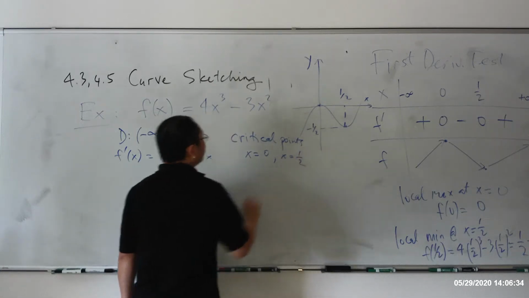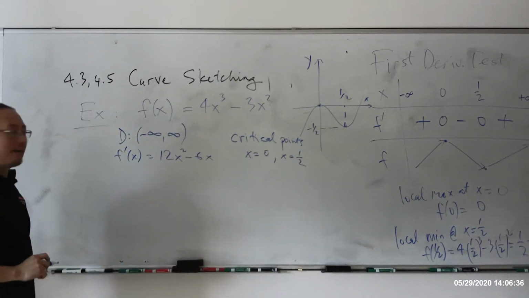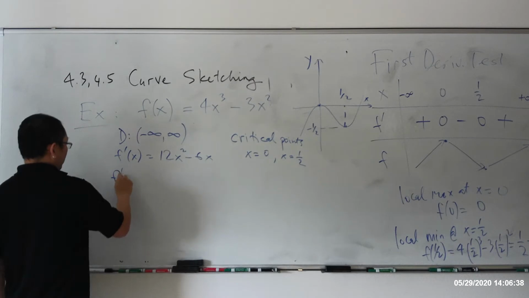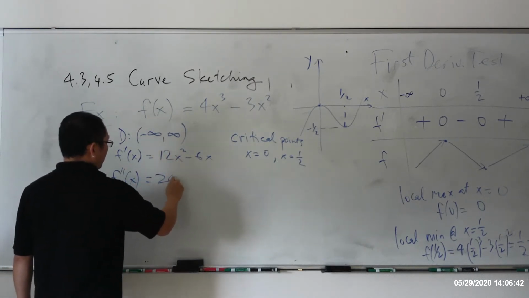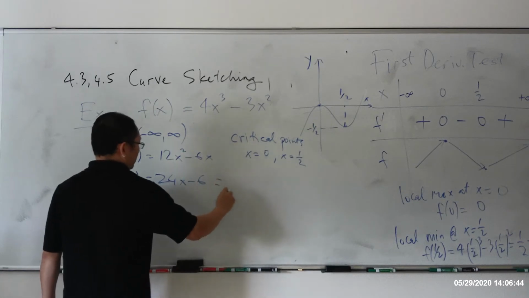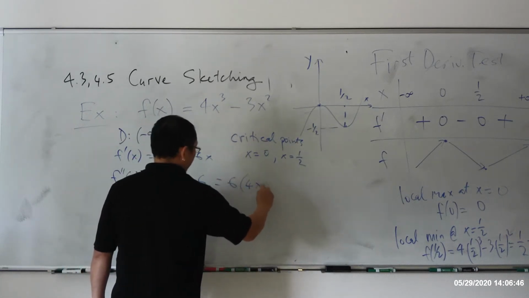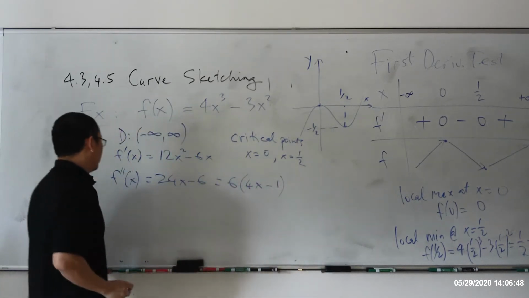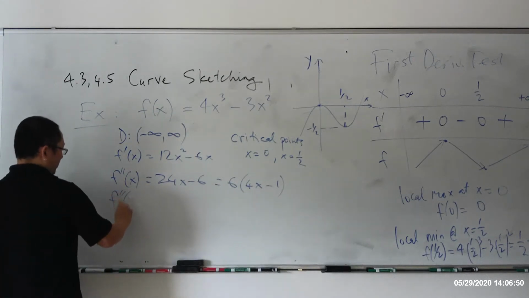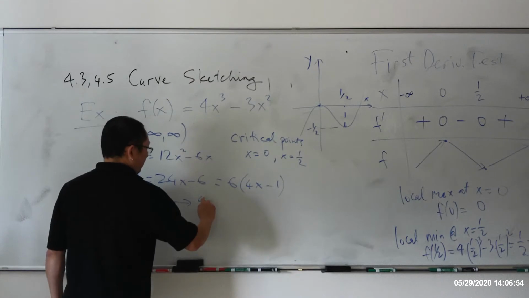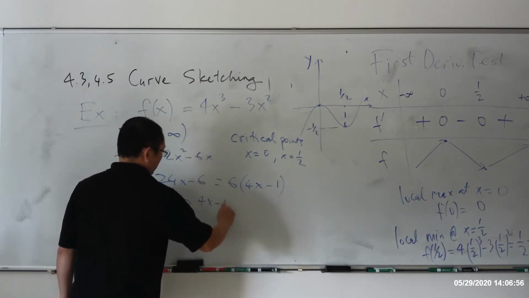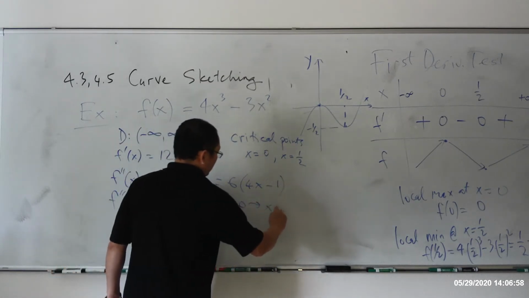Equal to 1/2. Now I'm going to take the second derivative, f double prime of x. It's going to be 12 times 2 is 24x minus 6, which is 6 times 4x minus 1. And then you set the second derivative equal to 0. You get 4x minus 1 equal to 0. So x is equal to 1/4.